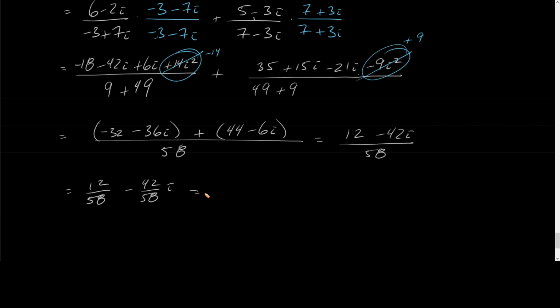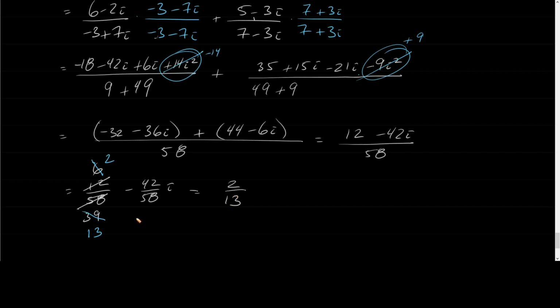But we also know that we need to reduce as much as possible. 12 and 58, well, they're both divisible by 2. 12 divided by 2 is 6. 58 divided by 2 is 29. And then between 6 and 29, let's actually do a different color for that. Between 6 and 39, 6 divided by 3 is 2. 39 divided by 3 is 13. So there we go. It becomes 2 over 13.